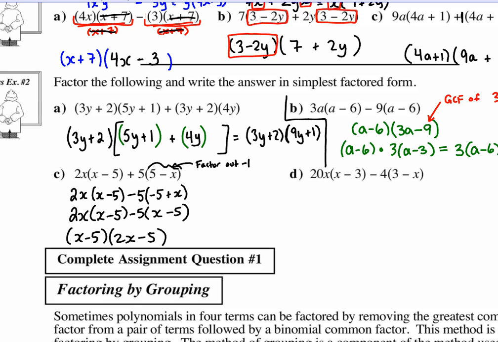Same idea, right? But what's wrong? The 3 here is negative, the 3 here is positive. x here is positive, x here is negative. So we want to pull the negative out. So if we pull the negative out, yeah, you could do it to the 20. Okay, so if I'm going to pull the negative out, what happens to minus 4? Plus 4, minus 3 plus x.